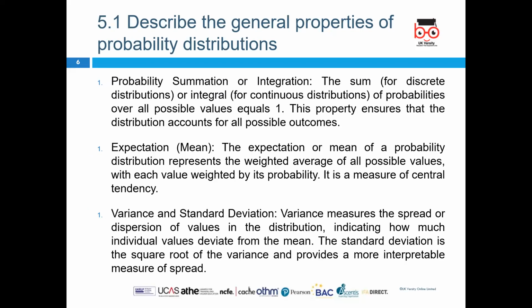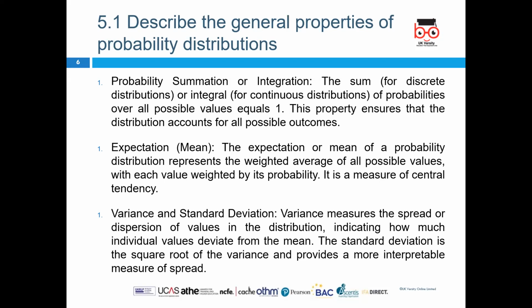So next we look into the probability summation or integration. The sum for discrete distributions, or integral, of probability over all possible values is equal to 1. Your probability cannot be less than 0 or greater than 1. So the sum of all probabilities has to be 1. This property ensures that the distribution accounts for all possible outcomes. So this is a theoretical concept.